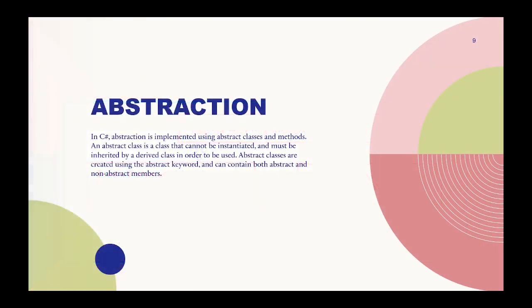The next pillar of OOP we have is abstraction. In C Sharp, abstraction is implemented using abstract classes and methods. An abstract class is a class that cannot be instantiated and must be inherited by a derived class in order to be used. Abstract classes are created using the abstract keyword and can contain both abstract and non-abstract methods.